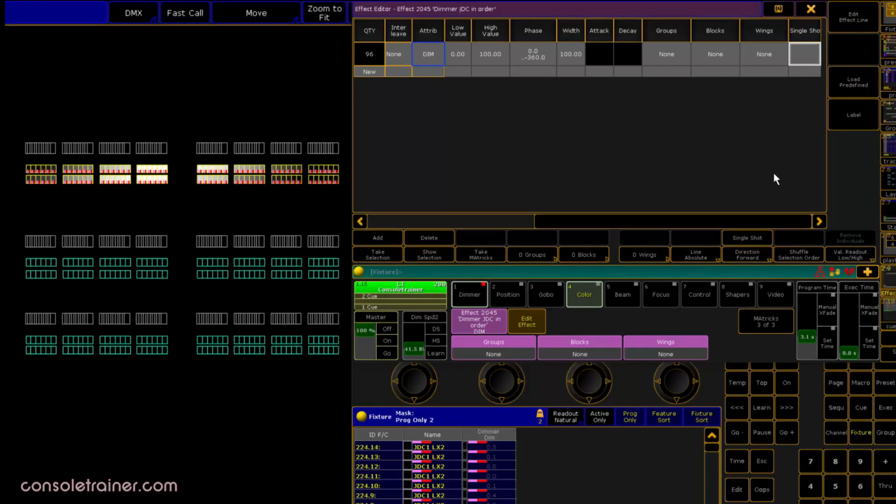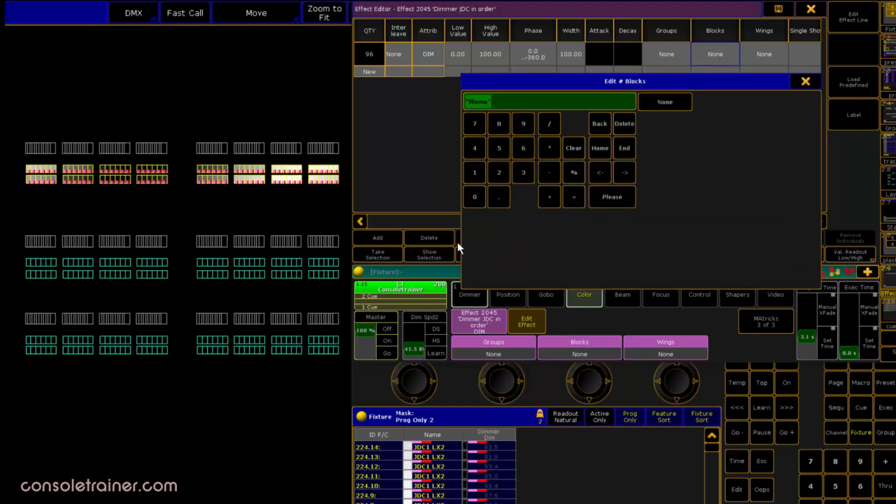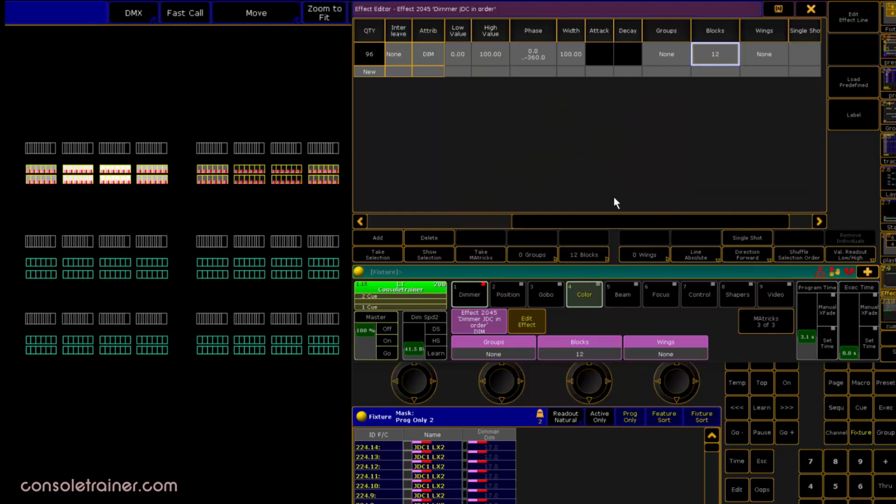Let's take a look at some dimmer effects over multi-channel units. First, I've got a row of JDC1s running a dimmer effect that was built by selecting my cells in order. Now I want to change it so that I see each group of JDC cells running the effect together instead of spread over the entire row. Since I selected these in order, I can change my blocks to 12, and I get the waveform running on each unit one at a time. That effect looks pretty organized.